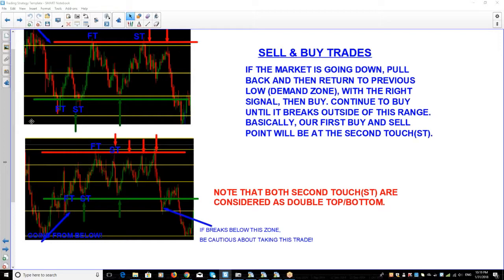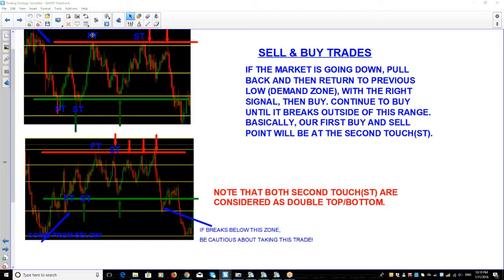We call the floor demand zone. Now we're saying if this market goes up, we come back to a similar point to where it was previously, we call that a double bottom. Okay? Then we'll be looking to buy at this zone.